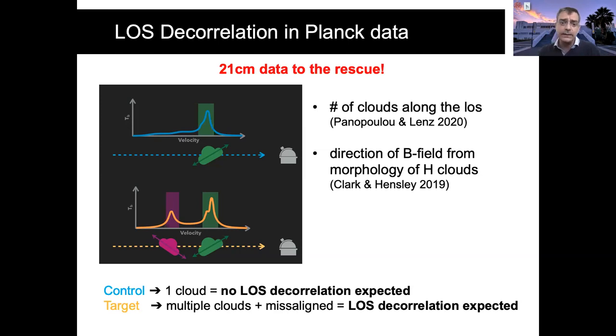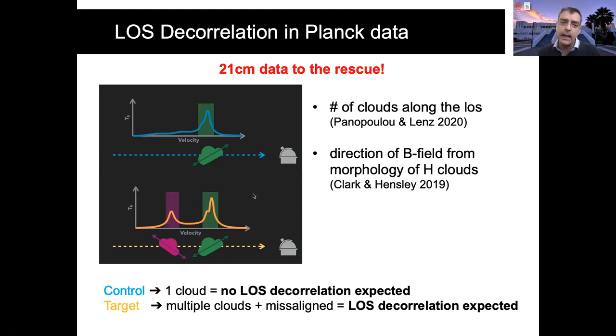This becomes evident in this cartoon, and the reason is because the different clouds are not just physically separated, but they also are separated in velocity space. So they come up as different components in the spectrum.